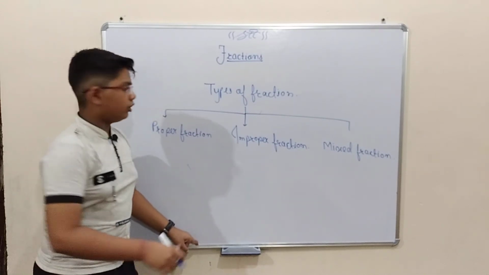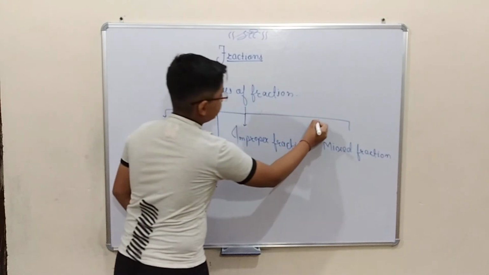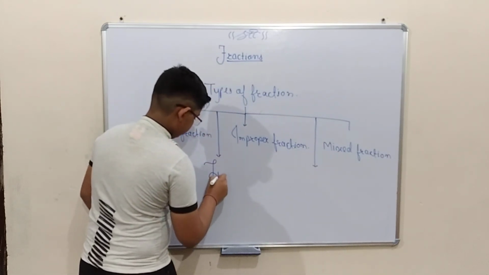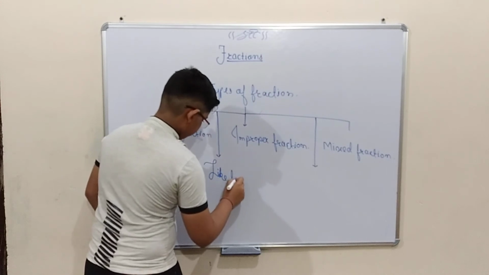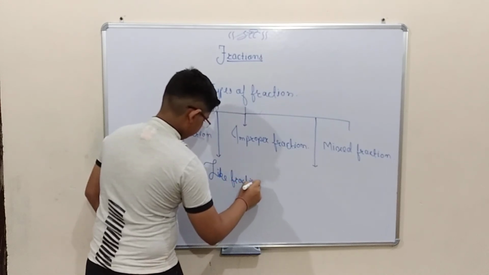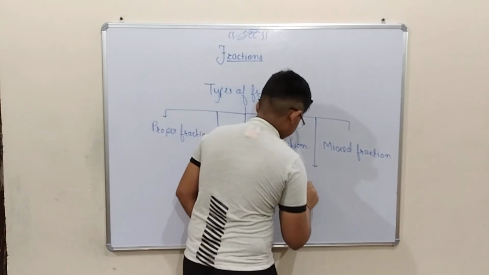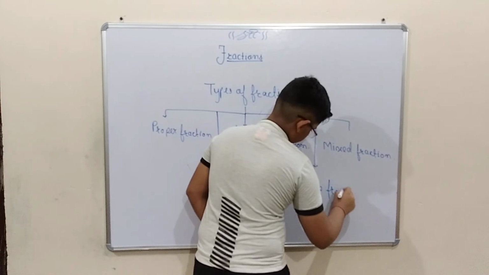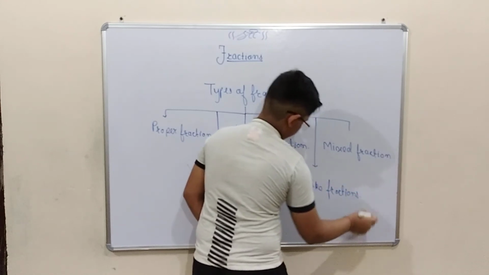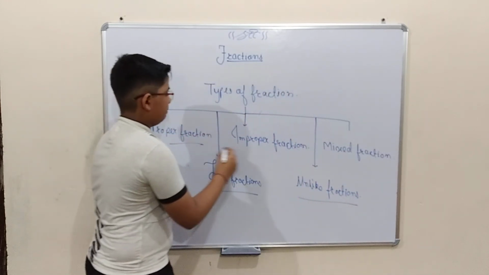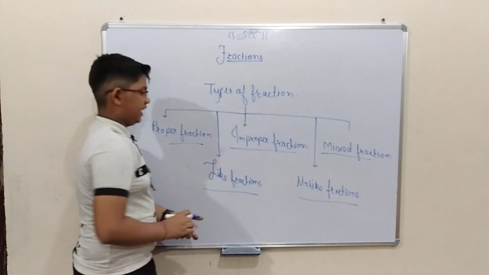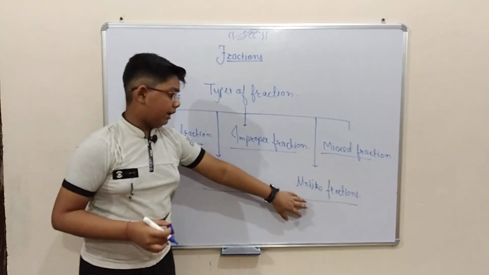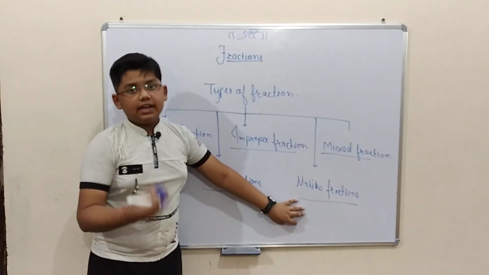And there are two other types of fraction also, that are like fractions and unlike fractions. Like fraction, unlike fraction, proper fraction, improper fraction and mixed fraction. These are the types of fractions. These 5 types of fractions, we will look at in our next video.